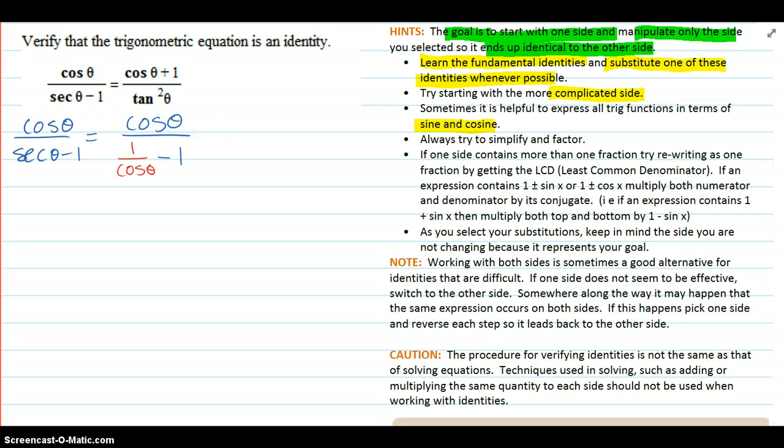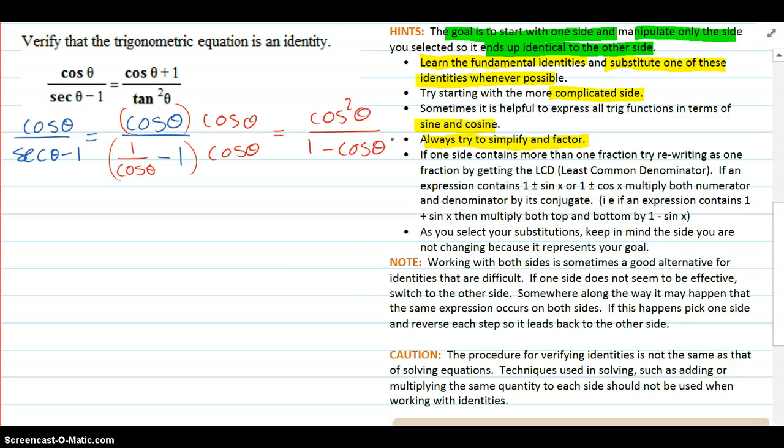Okay. Next, always try to simplify and factor if possible. Well, here we can simplify. We can multiply top and bottom by cosine of theta. Get rid of the double fraction. We don't like the double fraction. So what would that be? The top would be cosine squared of theta. The bottom, well, when I use the distributive property, if I multiply the first term with the cosine, I would get 1, and the second term would be minus cosine of theta.